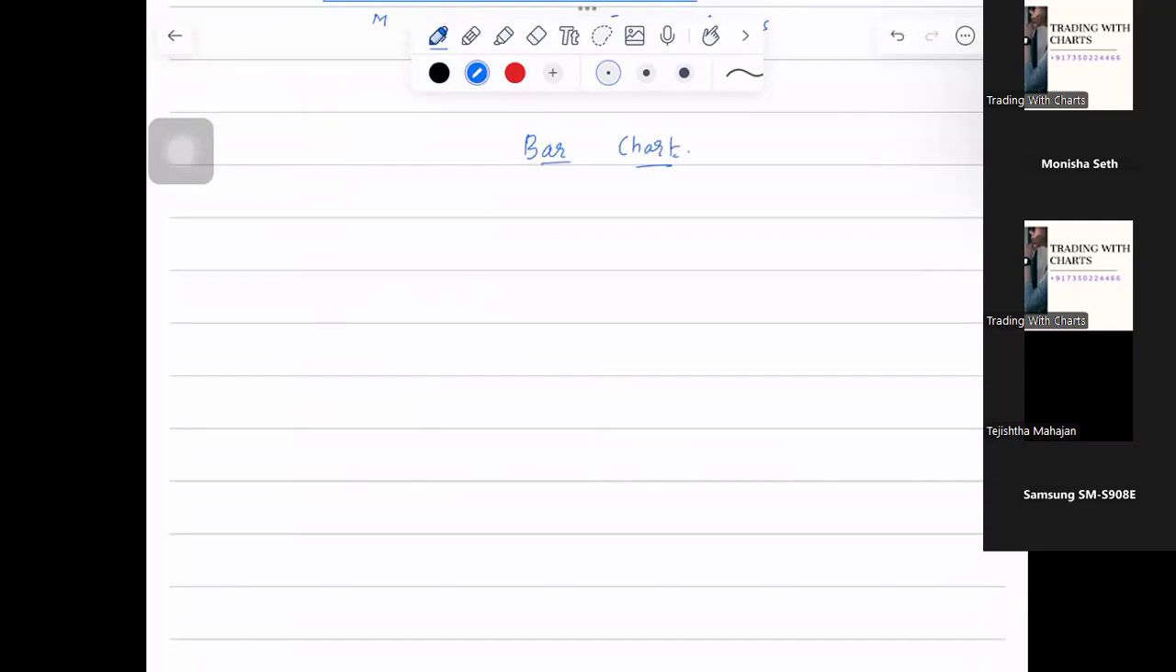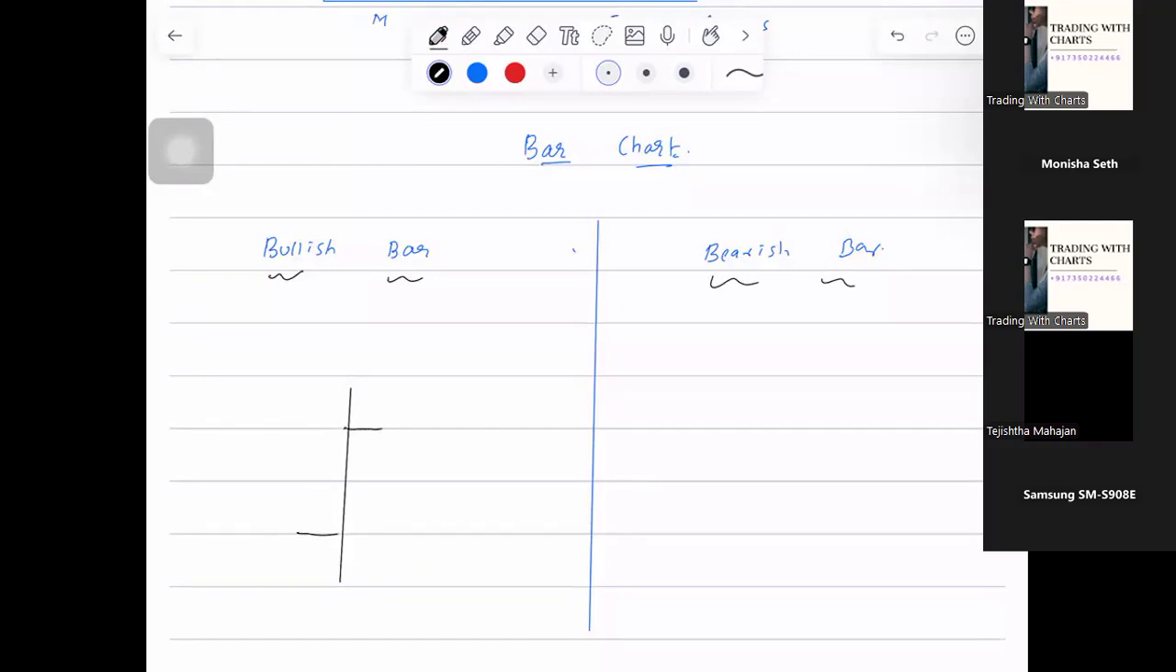Now when it comes to the bar chart, we have two different types of bar. One is known as a bullish bar, and one is known as a bearish bar. First we will see what a bullish bar is, how this looks on a graph. So in a bar chart, what will happen? There will be one vertical line and there will be two small bars on each side. This is the bar on the left side and let's say this is the bar on the right side.